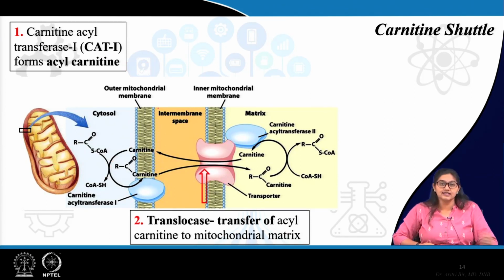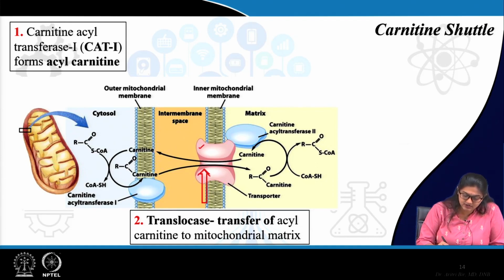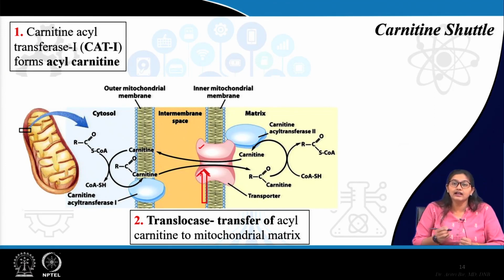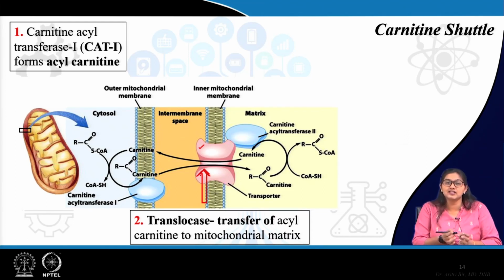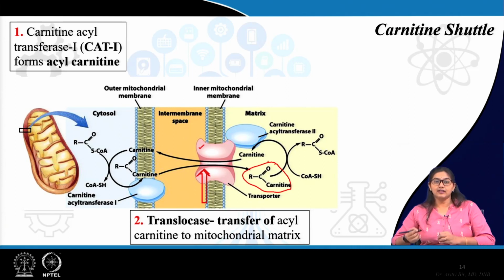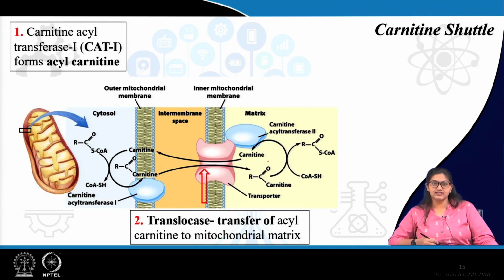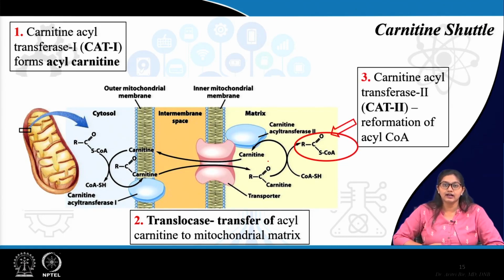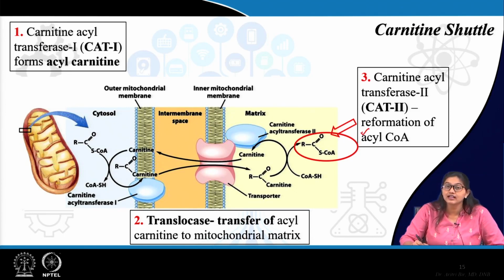This is our translocase. What does this translocase do? It transfers the acyl carnitine complex from the intermembrane space to the mitochondrial matrix. So, there is transfer of acyl carnitine inside the mitochondria. Now, the next step is definitely reformation of fatty acyl coenzyme A. Fatty acyl coenzyme A is reformed by another enzyme, carnitine acyl transferase 2, CAT2.